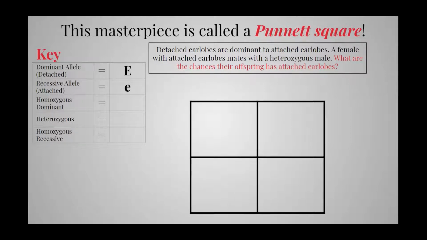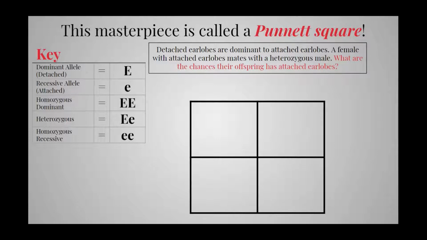So my homozygous dominant genotype has the same two alleles, that's what homo means, same, and they are both dominant. So that means I need two capital E's. Hetero as a prefix means different, so heterozygous should have one of each, one dominant allele and one recessive allele, one capital E and one lowercase e. And my homozygous recessive, homo of course means same, but this time I want the recessive alleles, so two lowercase e's, two recessive alleles. Great.